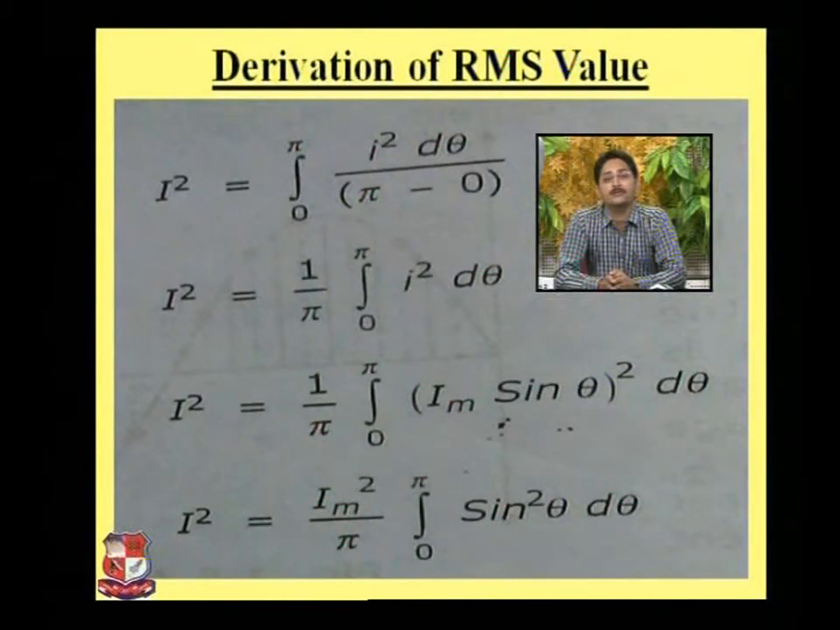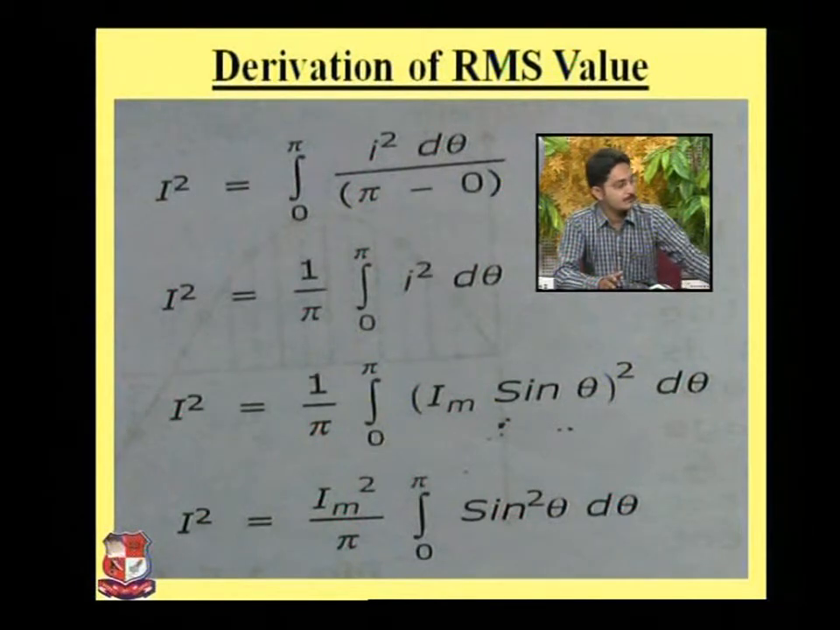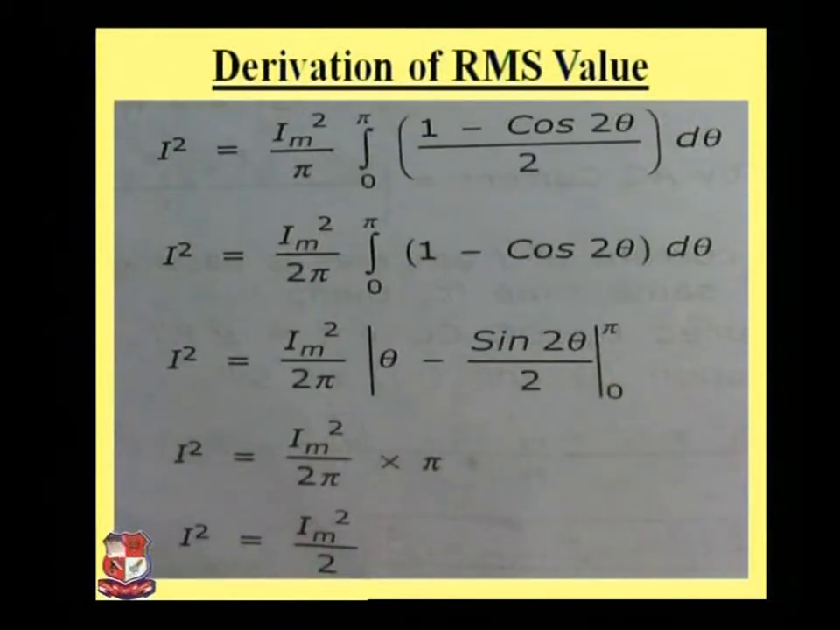Now just using the mathematical equation for sine square theta, that is (1 minus cos 2 theta) by 2. So substitute the value of that into equation 4, and that becomes I square equals Im square by pi, integration from 0 to pi. So instead of sine square theta, you can write (1 minus cos 2 theta) by 2 d theta.